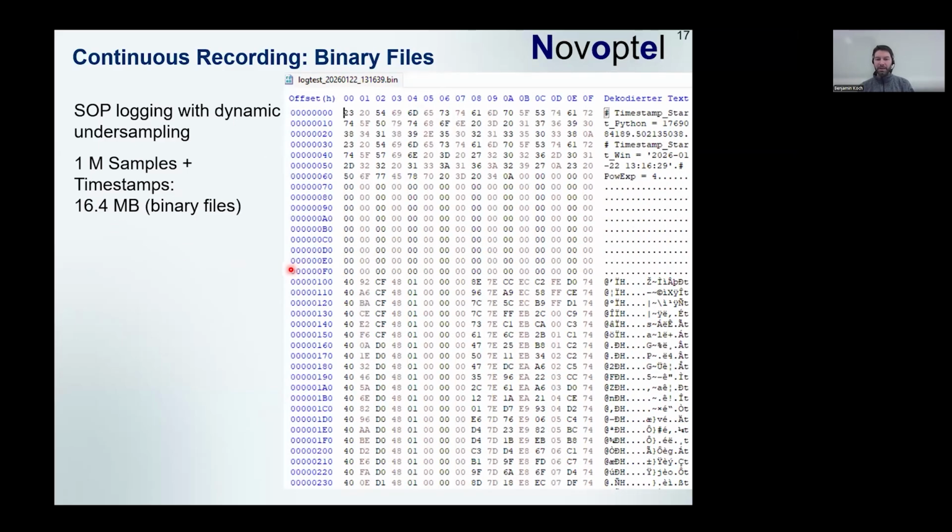As an alternative, we have binary files where the data is stored in the same format as it is transferred from the polarimeter, with integer values. We have a header that's still in readable format, but then you have the data just as it is received. This reduces the processing power and also brings down the file size. Here we have only a bit more than 16 megabytes per file with 1 million samples.